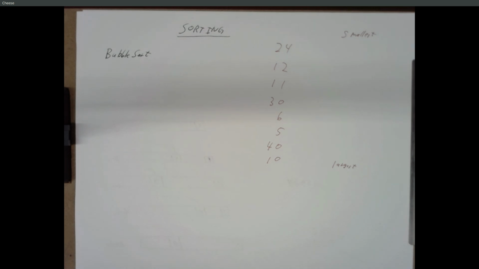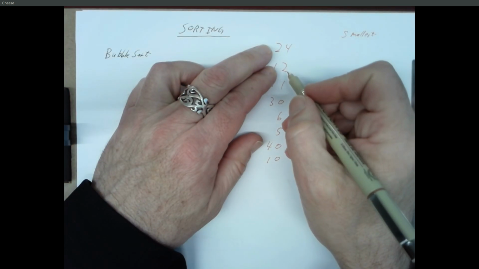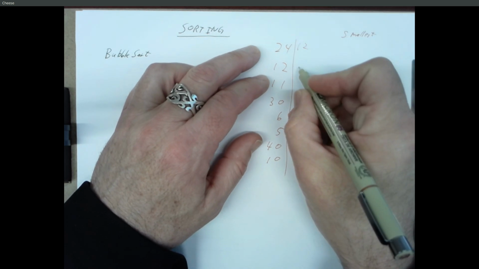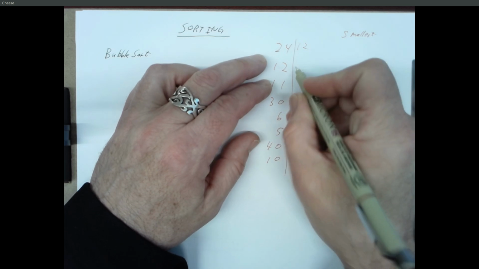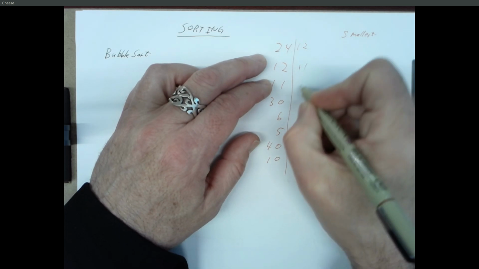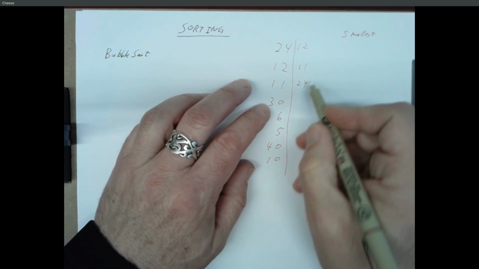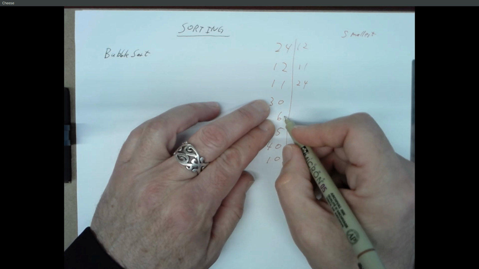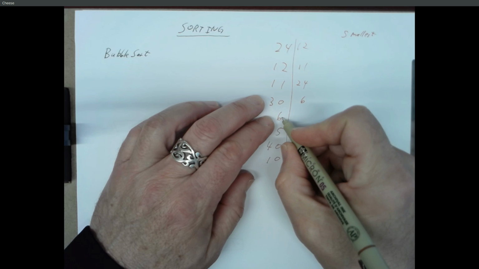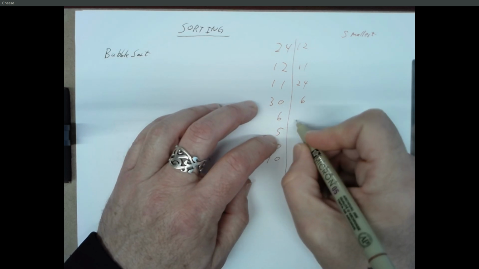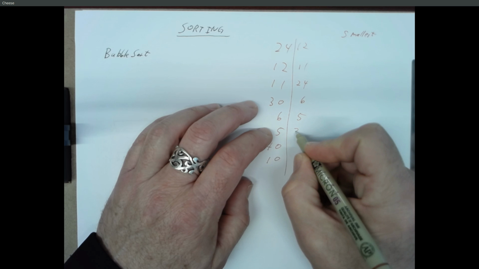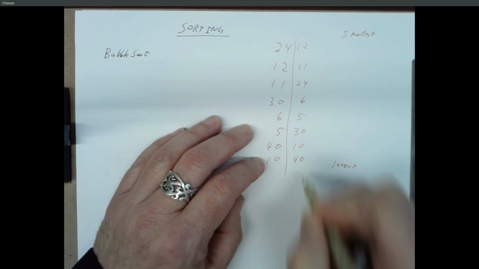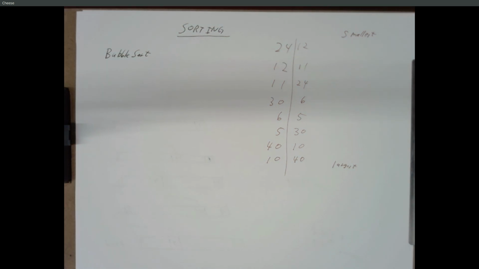So we want smaller numbers on top, so 24 and 12, those are backwards. The 12 should go on top. 24 should go here. 24 and 11 are in the wrong order, so we should swap those. So 11 goes here, 24 goes there. 24 and 30, that's the right order. 30 and 6 are in the wrong order, because 30 is bigger, so that should get swapped. So 30 comes down here. 30 and 5 are in the wrong order, so swap the 30. 30 and 40 are in the correct order. 40 and 10 are in the wrong order, so swap those. And there's the result of our first pass.